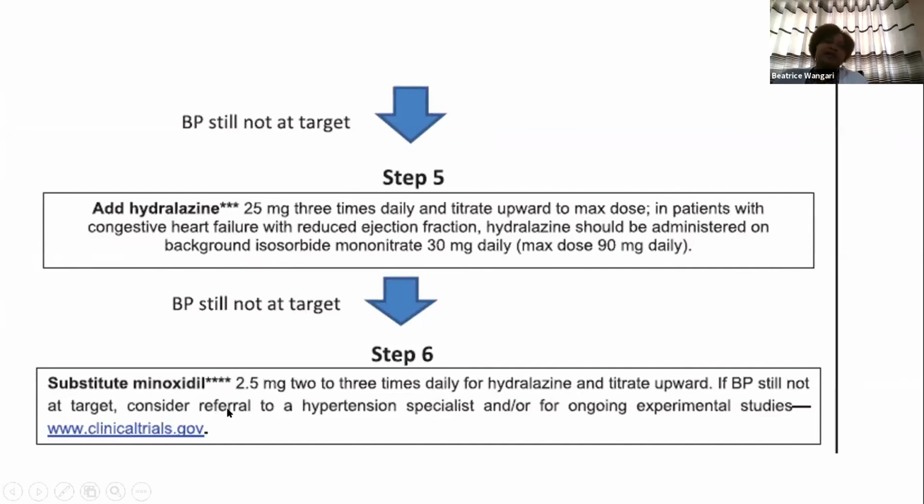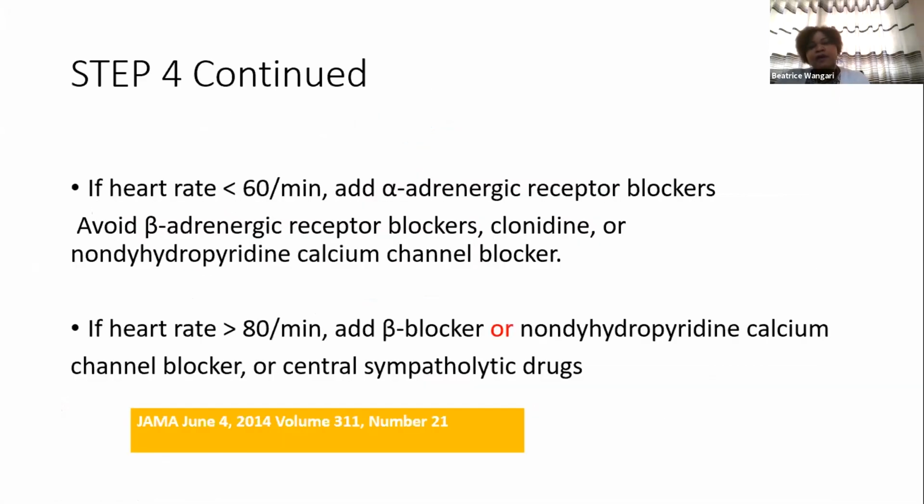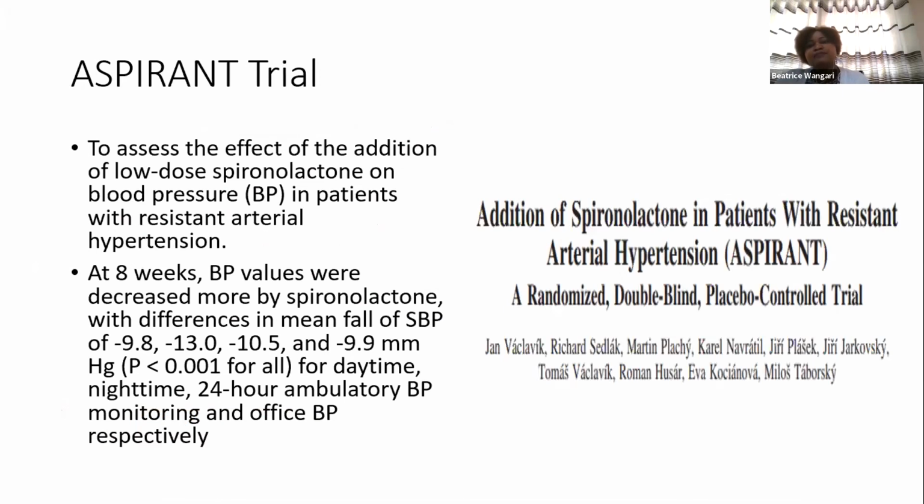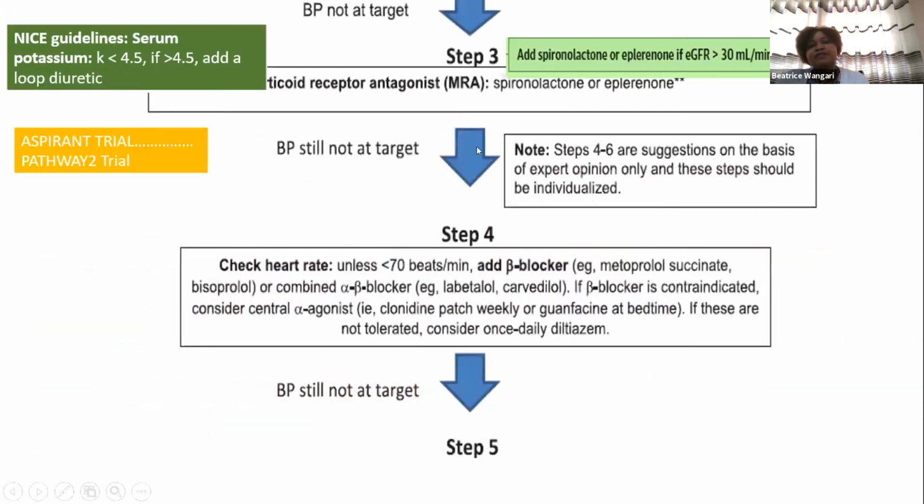Minoxidil seems to be, from my little experience, a tricky drug to use. Tolerability, the nausea, the vomiting, the dizziness tends to be quite challenging. So it's recommended that you start with a small dose and build it up to what the patient can tolerate. But this is really expert opinion. Our level of evidence ended with step 3, really.